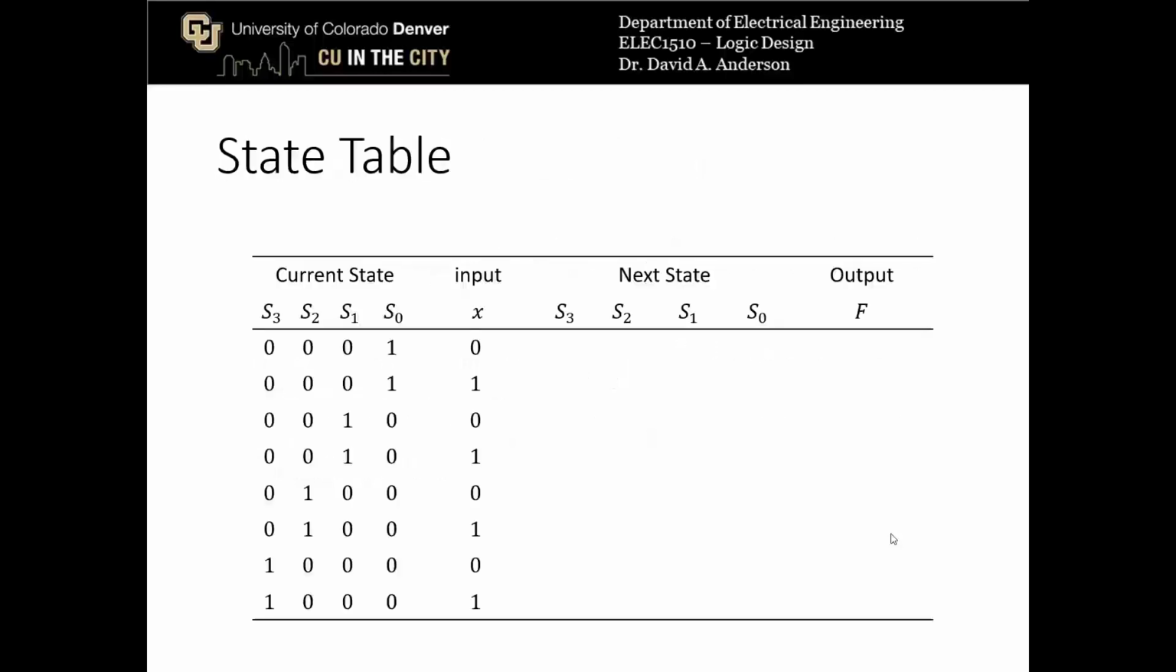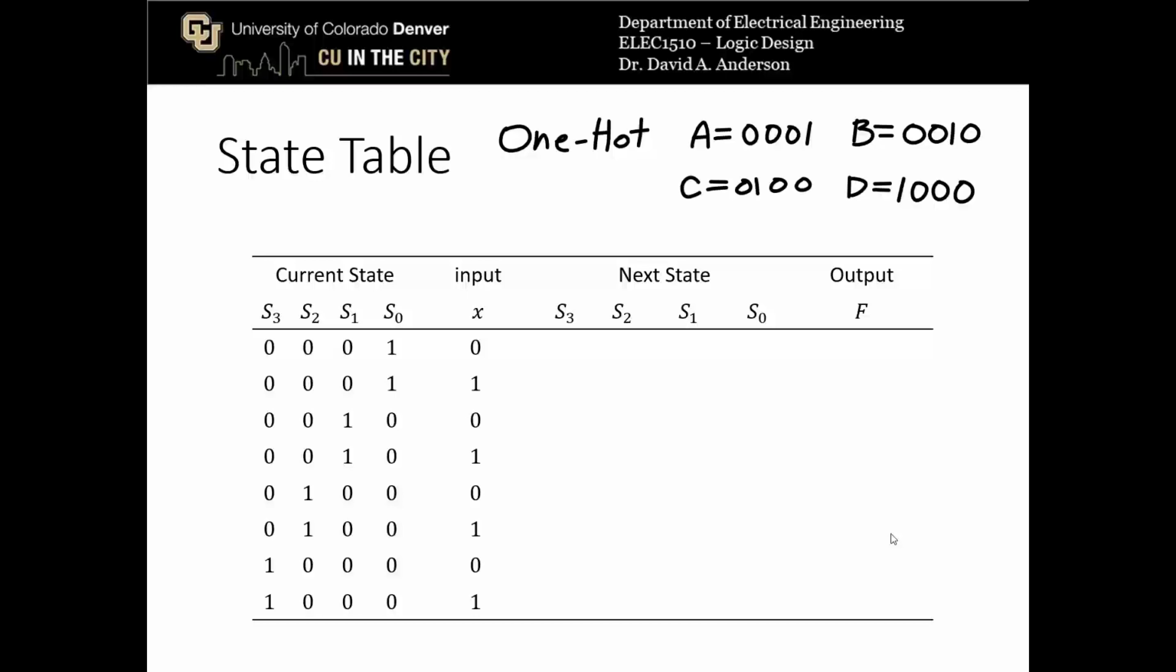Okay, so for the state diagram that we saw back at the beginning of the slideshow, we had states A, B, C, D, and so we're going to assign them in the one-hot state assignment, where A is 0, 0, 0, 1. So as I said, only one of the state variables is ever a 1. For B, it's 0, 0, 1, 0. For C, it's 0, 1, 0, 0. And for D, it's 1, 0, 0, 0.